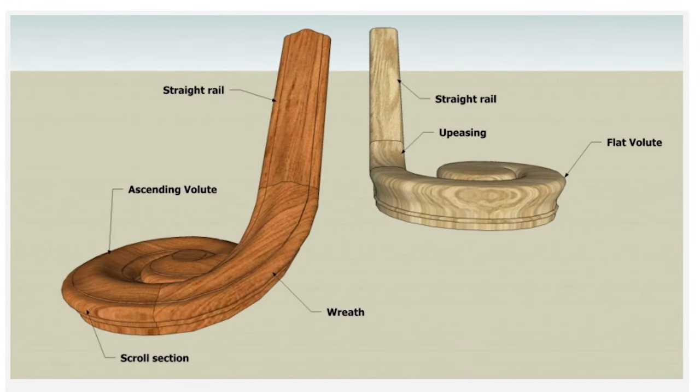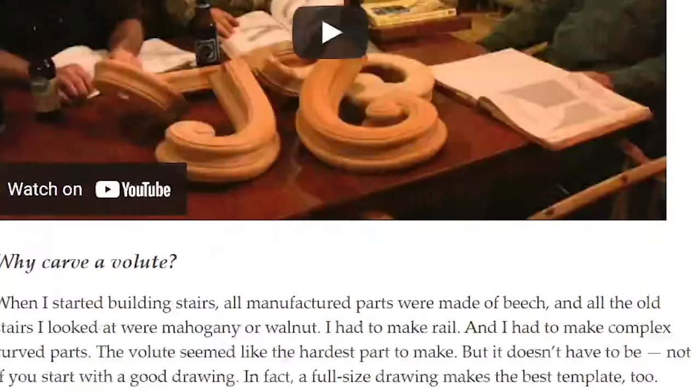So in there, you discover we have two kinds of volutes. We have the flat volute and the ascending volute. So for the flat volute, the rail comes straight and is flattened out immediately. But for the ascending volute, we have it coming in and it has a slight change before it is flattened out. And we're going to learn just how to do it.